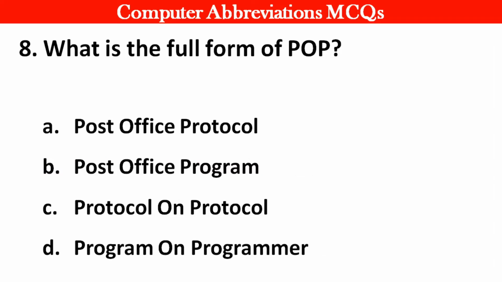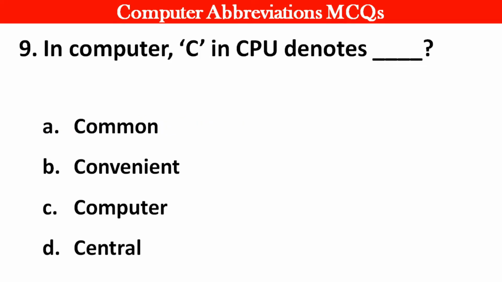Next question. What is the full form of POP? Right answer is option A, Post Office Protocol. Next question. In computer, C in CPU denotes dash. Right answer is option D, central.